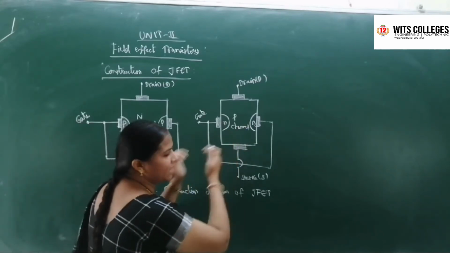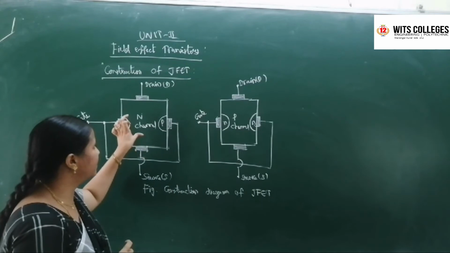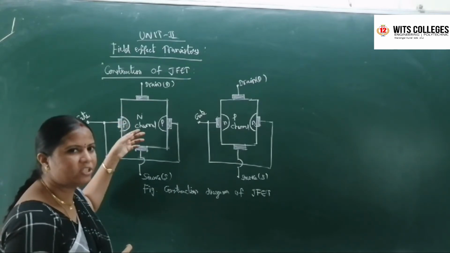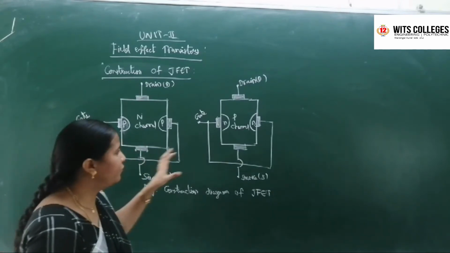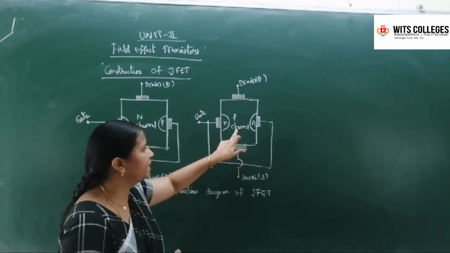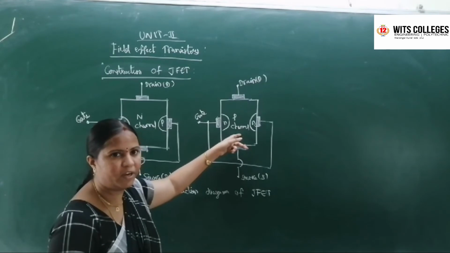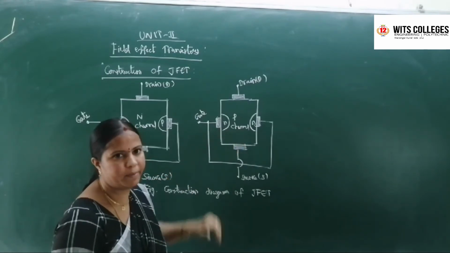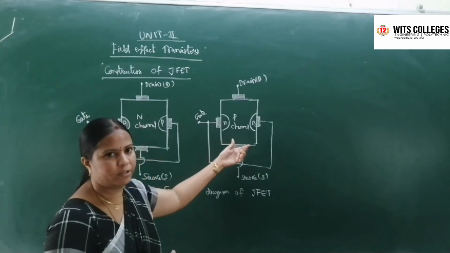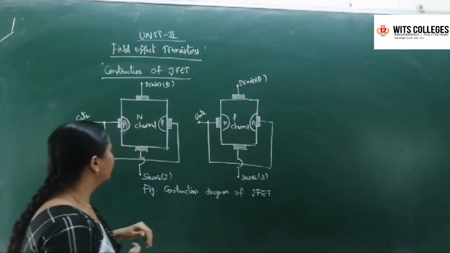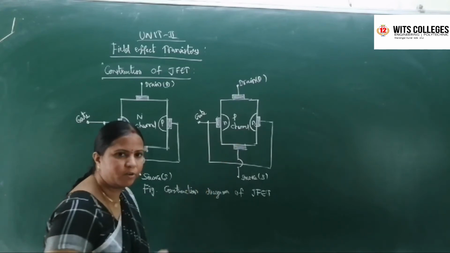It is nothing but a P-channel JFET. If you take an N-channel semiconducting bar, it will form an N-channel JFET. If you take a P-type semiconducting bar, it will form a P-channel JFET. It is nothing but a P-type JFET. So it can also be called a P-channel JFET.